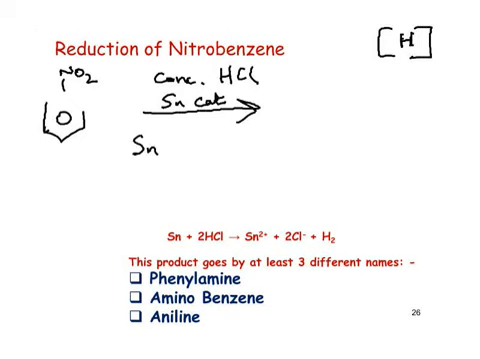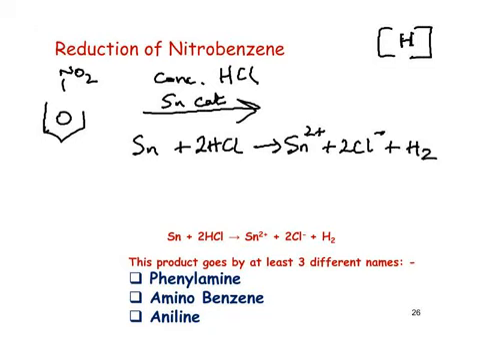What happens in fact is the tin reacts with the HCl and it produces tin 2 plus 2 Cl minus, and the key thing is it's acting as a reducing agent there. It's producing the hydrogen, and it's putting on in fact 4 H's. Sorry, but it's putting on, 4 H's are involved. We'll see why.